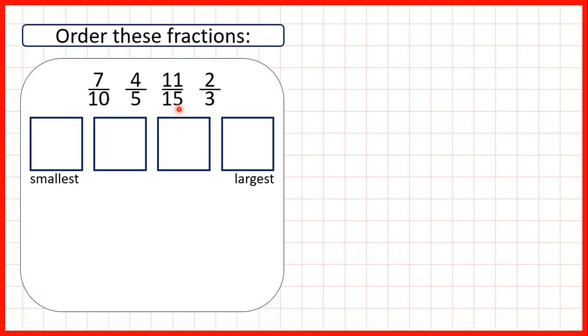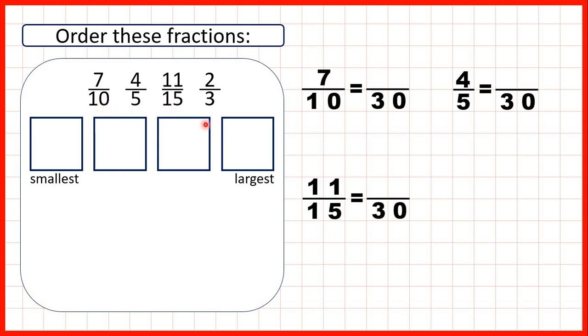So what we do now is count up in steps of the denominator. So the next multiple of 15 is 30, and 30 is a multiple of 10, a multiple of 5, and a multiple of 3 as well. So we can find equivalent fractions to 7/10, 4/5, 11/15 and 2/3, which have a denominator of 30.